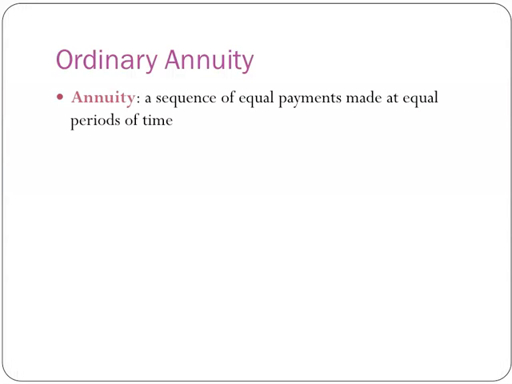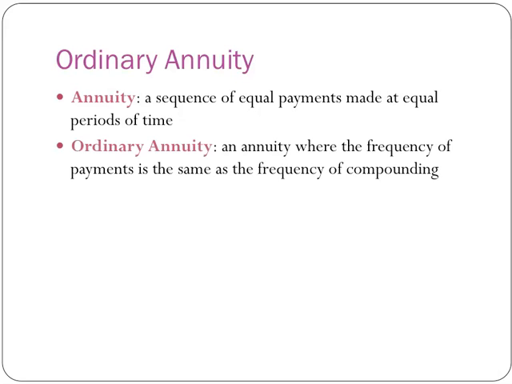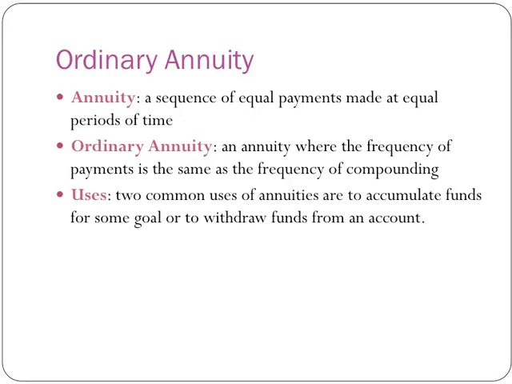An annuity is a sequence of equal payments made at equal periods of time. Now, an ordinary annuity is an annuity where the frequency of payments is the same as the frequency of compounding. For example, if something is compounded monthly and your payments are monthly, then you would call that an ordinary annuity. Now, in terms of the uses, there are two common uses of annuities. One, to accumulate funds for some goal, such as retirement, or to withdraw funds from an account.